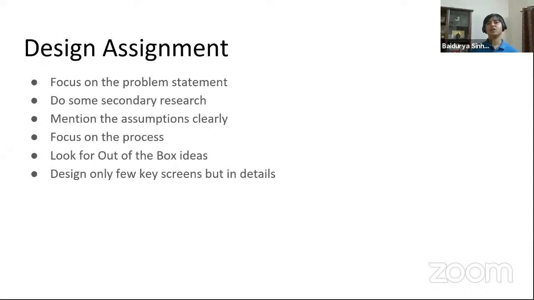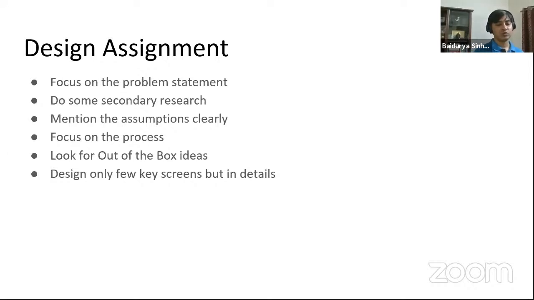From a design assignment, a few suggestions: focus on the problem statement. A lot of people directly jump to solution, and I've seen people giving standard mobile apps as a solution which is already available. Do some secondary research if possible on the internet, right? Because for an assignment you don't have so much time to do a big research, but do some secondary research just to show that you tried to understand the domain or the particular problem statement in detail. Mention your assumptions very clearly, because you might not understand all of it, but you can mention, okay, I understood this and these are my assumptions, because the design problem might not be given in so much detail. Focus on the process, how you arrive at the solution.